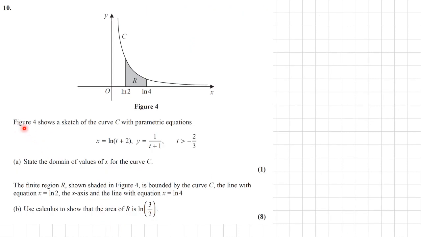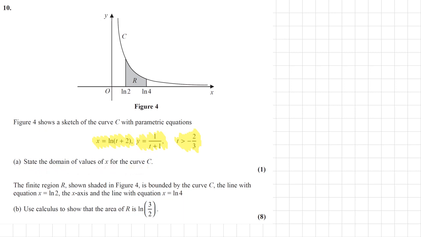Question 10. Figure 4 shows a sketch of a curve C with parametric equations x is equal to ln(3t + 2) and y is equal to 1 over (t + 1), where t is greater than negative 2/3. Part A, state the domain of values of x for the curve C.